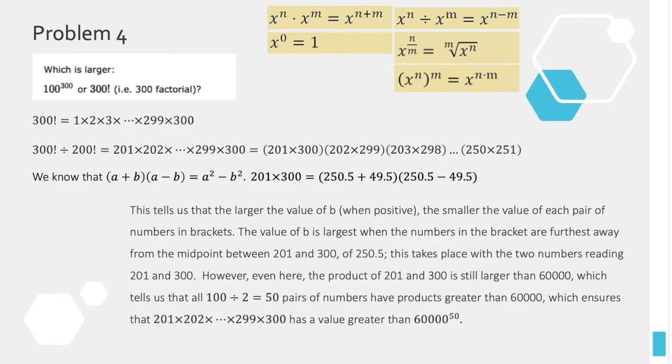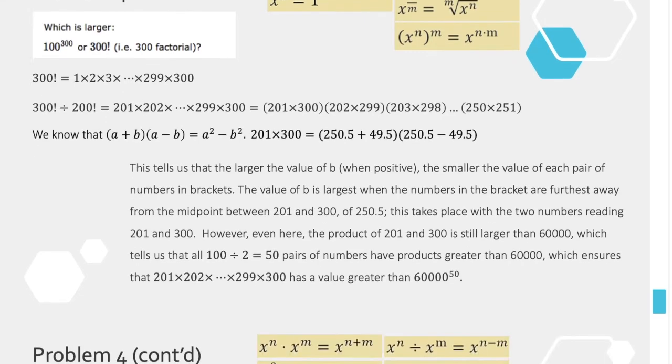Therefore, out of all the pairs, according to our logic, 201 times 300 should result in the lowest product. Because we know that 200 times 300 is equal to 60,000, that's easy to calculate. So 201 times 300 should be larger than 60,000, which means that every single pair out of the 50 pairs has a product larger than 60,000. So the 50 pairs multiplied together would have a value much larger than 60,000 to the 50th power. Moving on to the next slide.